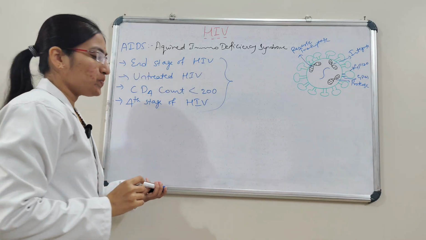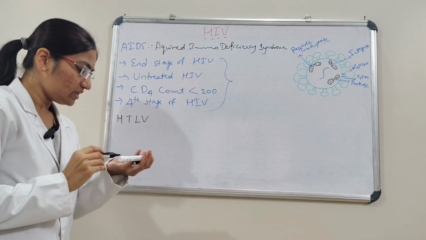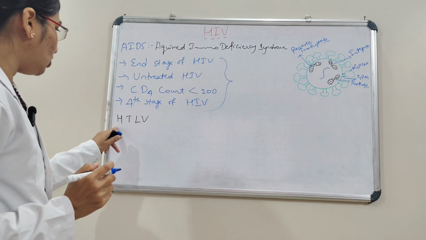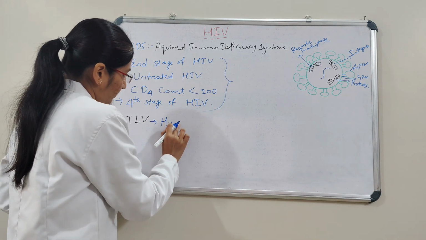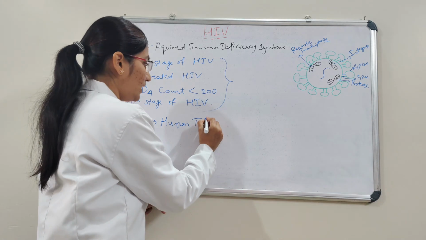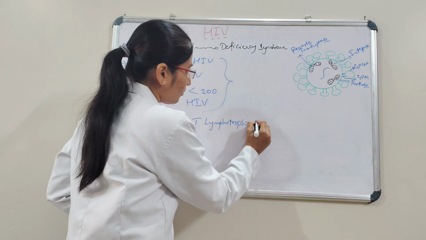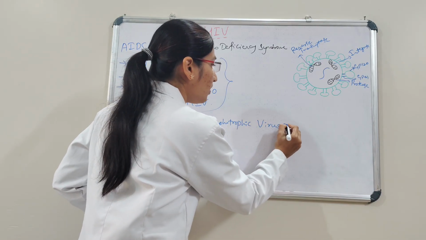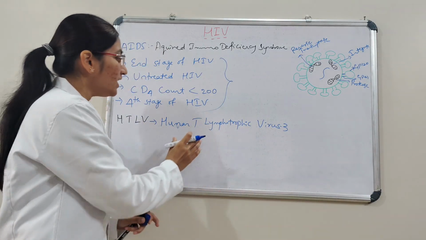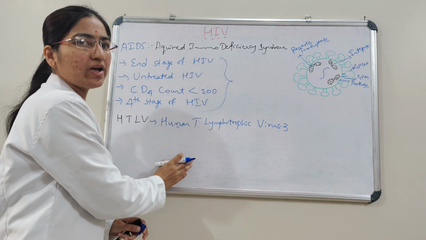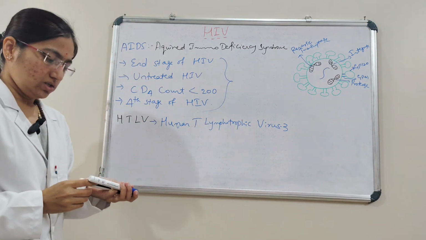And then HTLV. This is a virus, that is Human T Lymphotropic Virus 3. This is the most common variety. In India, it's the most common type of HIV. That is HTLV, Human T Lymphotropic Virus.